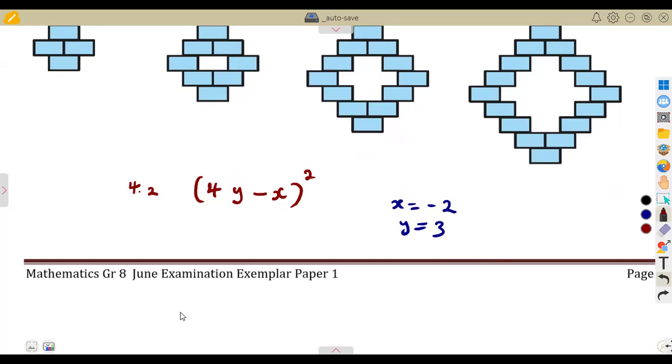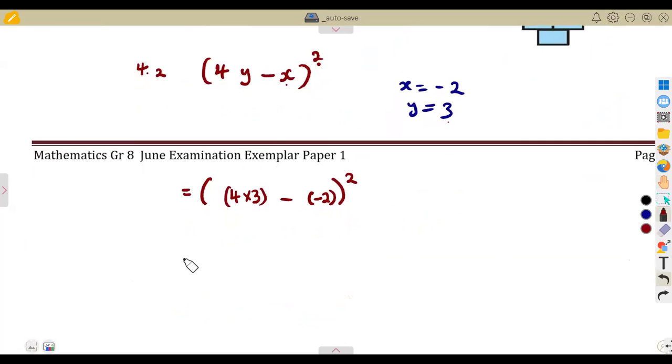So this is the same as the previous question. You just have to substitute where there is a y, you're going to substitute a 3. So that's 4 times 3. So you just combine this minus x. Our x is -2 like this. So everything must be raised to the exponent of 2. Okay, let's simplify. 4 times 3, that is going to give us 12 minus and a minus, that's a plus. So it will be 12 plus 2 to the power of 2.